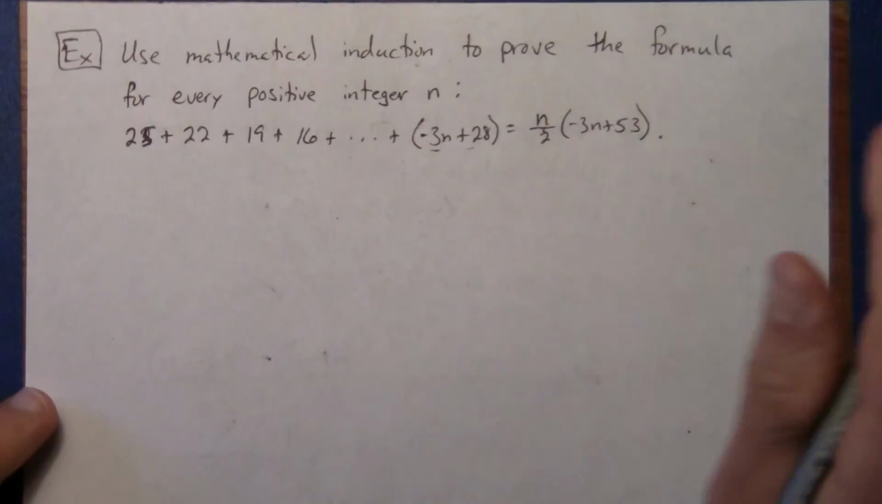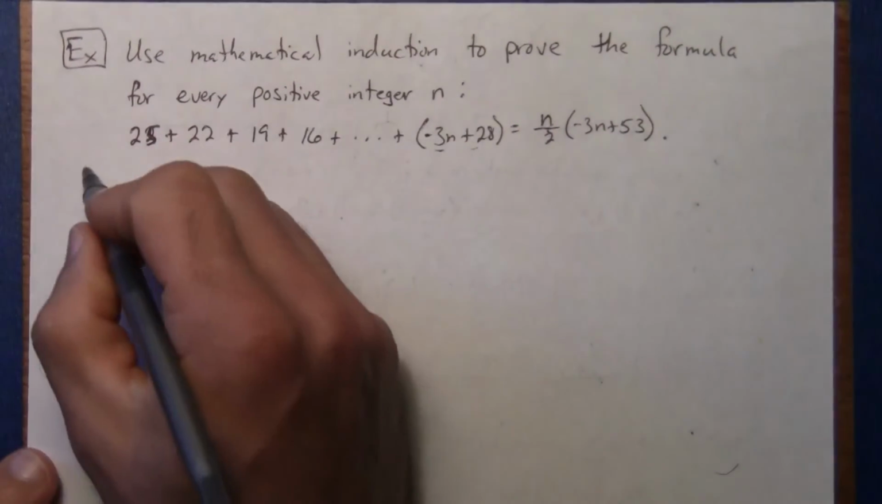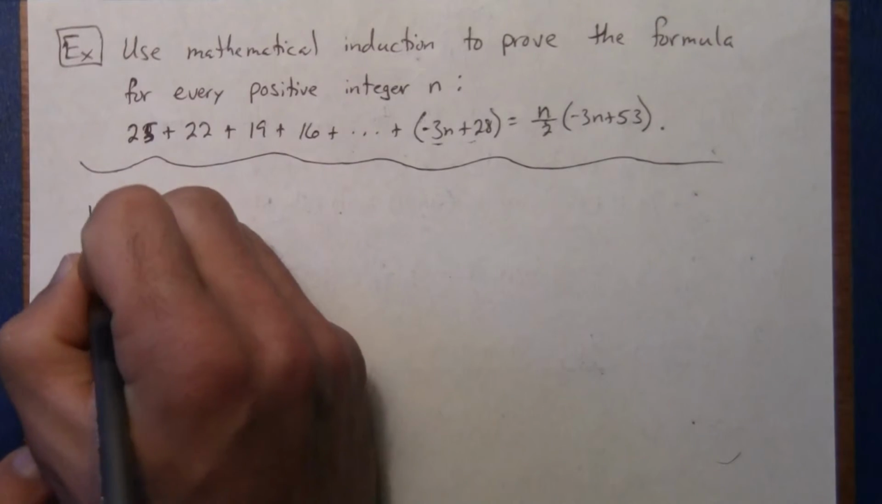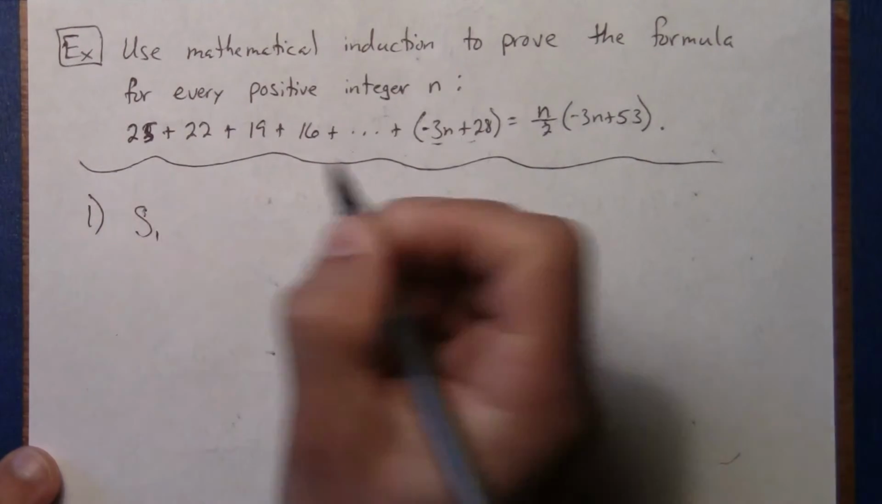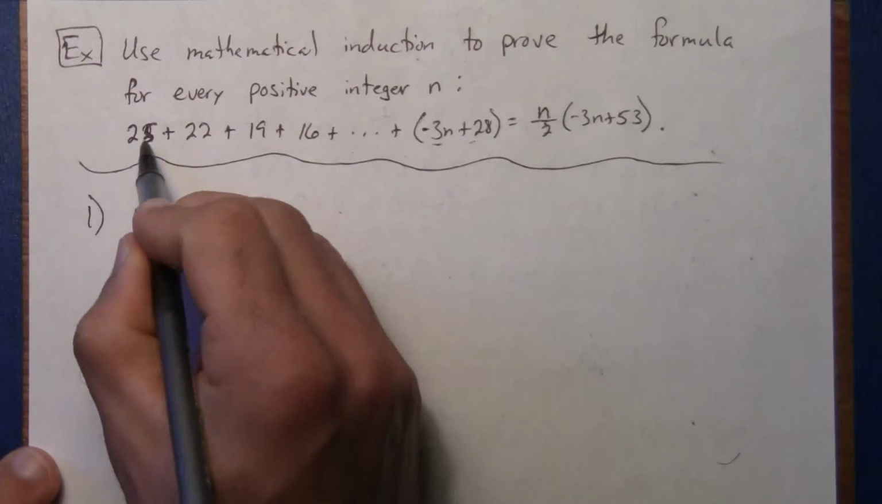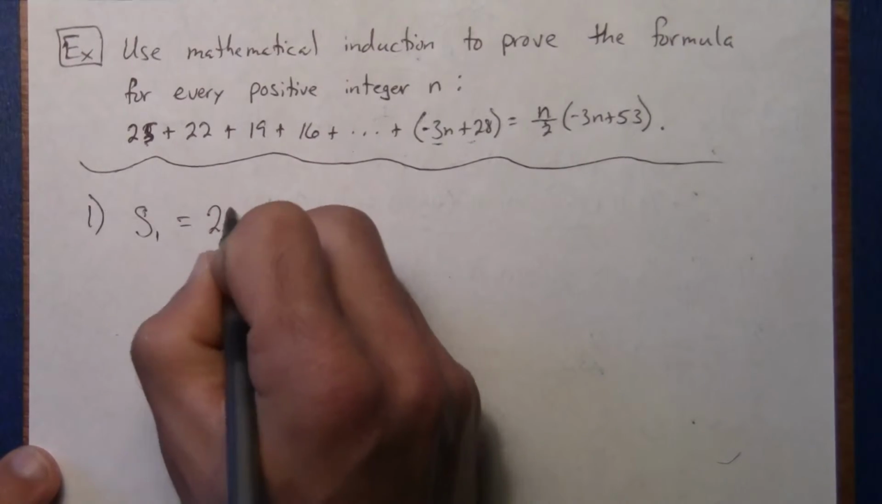All right, let's do another one, see if you can get a little more practice with it. Same thing, here's the formula this time. So again, step 1, I have to show that it works for s sub 1. So the sum of the first number should just be 25. That's what I'm trying to show.